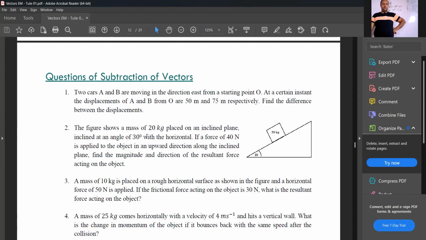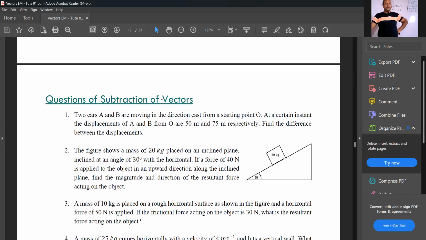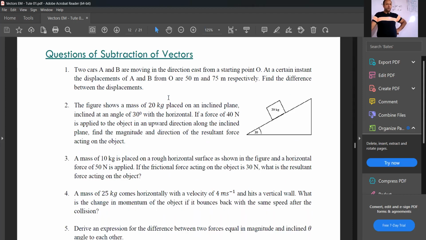Do the first three questions. In the questions on subtraction of vectors, under that topic, do the first three questions. This is just the difference, okay?